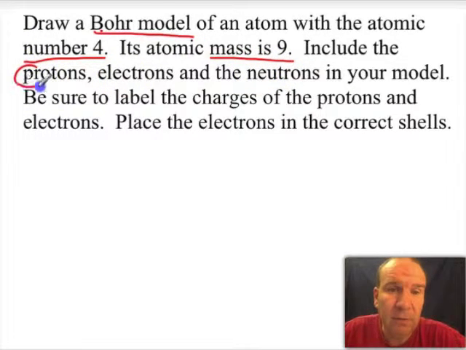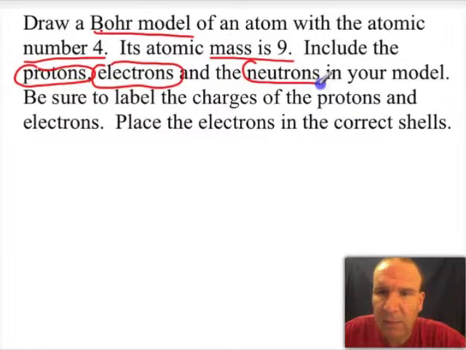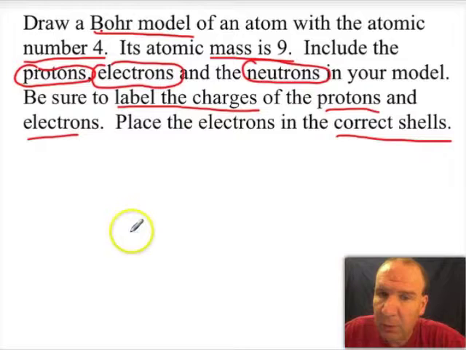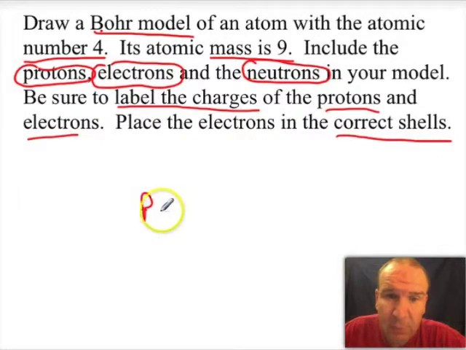Let's look what else there is. There's protons. You have to put the electrons in there. You have to have the neutrons in your model. You have to label the charges of the protons and the electrons. And you have to place the electrons in the correct shell. So what I first want to do is I want to figure out how many protons there are. And if the atomic number is 4, you should understand that there's going to be 4 protons. And how many neutrons are there? Well, if the mass is 9, 9 minus 5 equals 4.